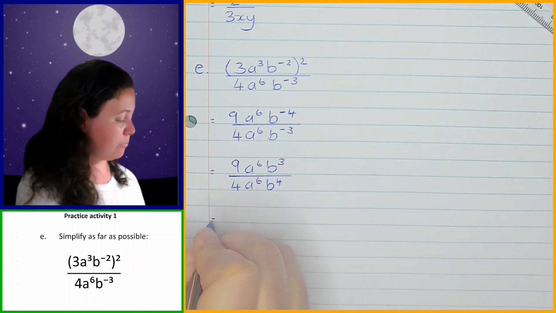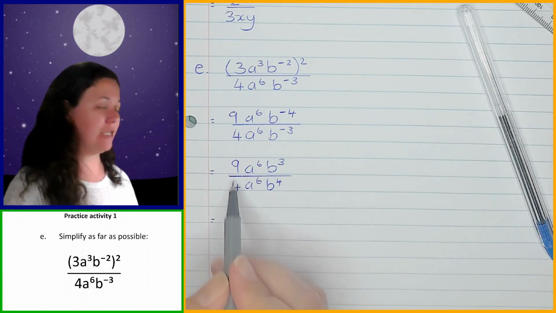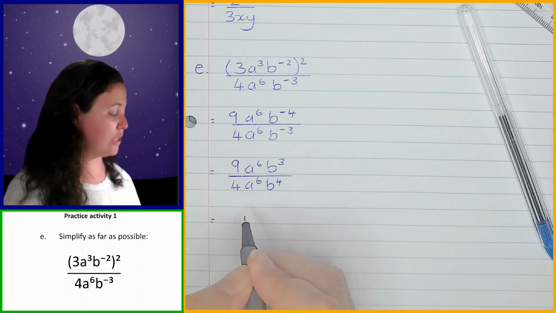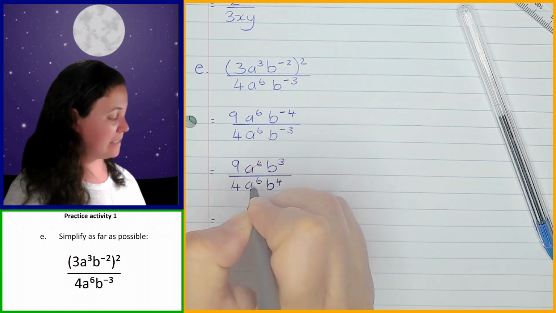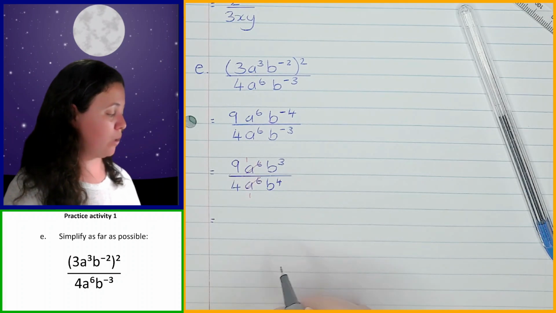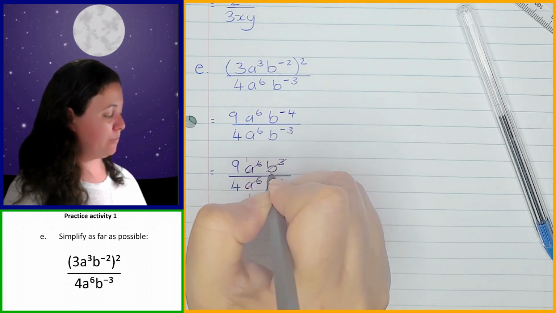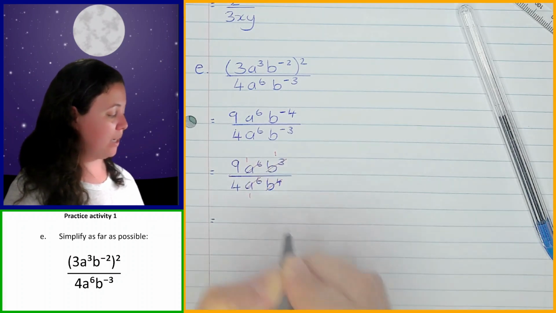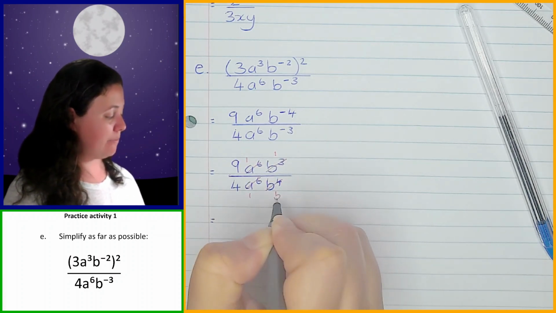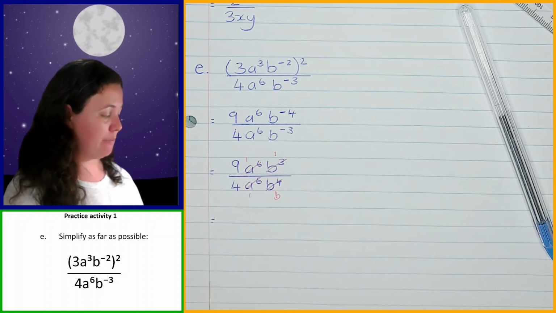Okay, so now I can go and simplify that. So my 9 and my 4, I can't simplify because they don't have a common factor that I can divide by, so they're going to stay as they are. The a to the power of 6 and the a to the power of 6 are exactly the same, so I can just cancel those out completely. They become 1 and 1. The b cubed and the b to the power of 4 are going to cancel out. The b cubed is the smaller one, so it's going to become 1, and the b to the power of 4 is going to become b to the power of 4 minus 3, which is 1, which I don't need to write. So that's going to be b at the bottom there.